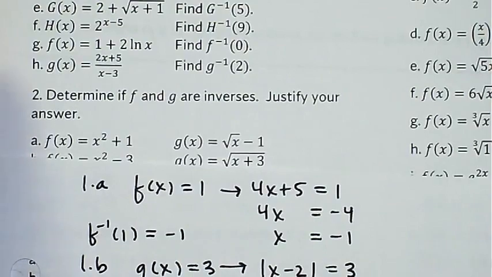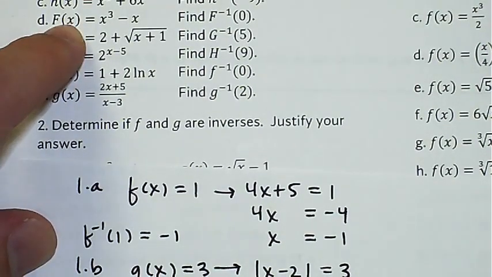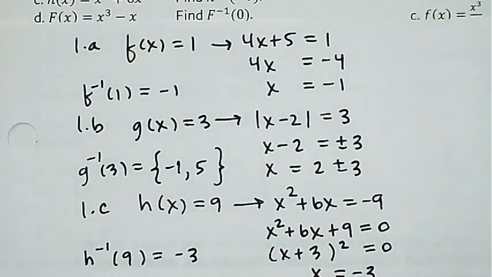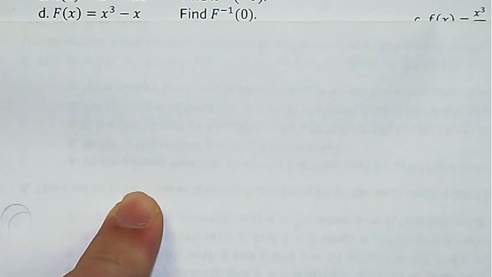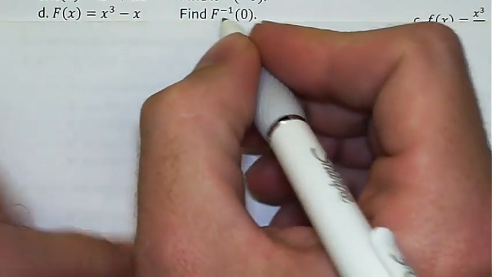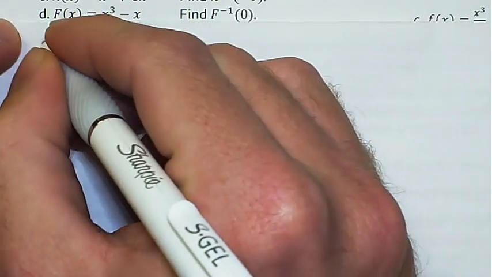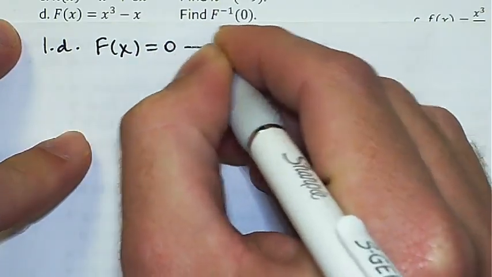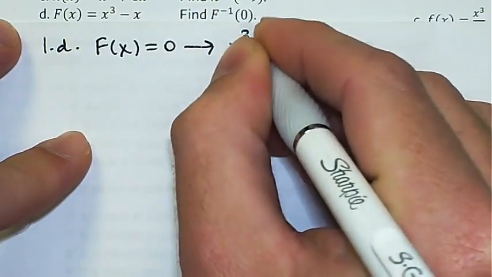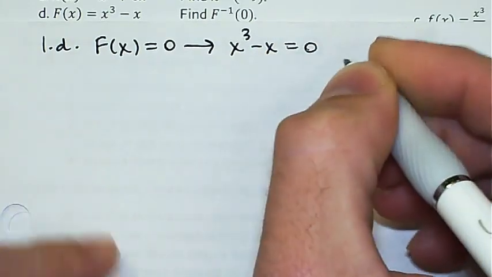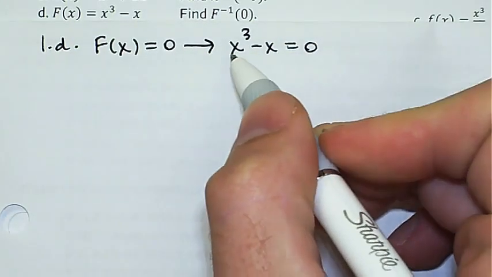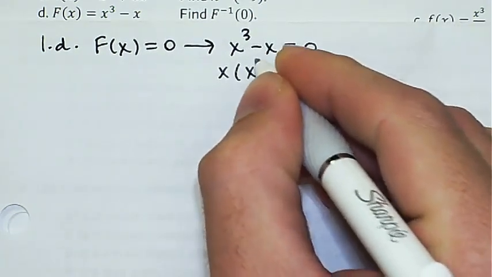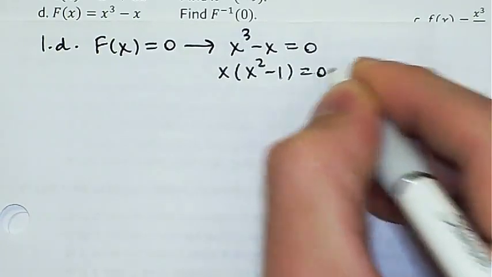So let's see. Next we have d, f of x is x to the 3 minus x. We're interested in finding f inverse of 0. Right, so we're going to set f of x equals 0, which is telling me x to the 3 minus x needs to equal 0. And this is the type of thing that we could factor, right? It's got a greatest common factor. It's got x on both of them. So I'm going to start there. I'd say x times x squared minus 1 equals 0.